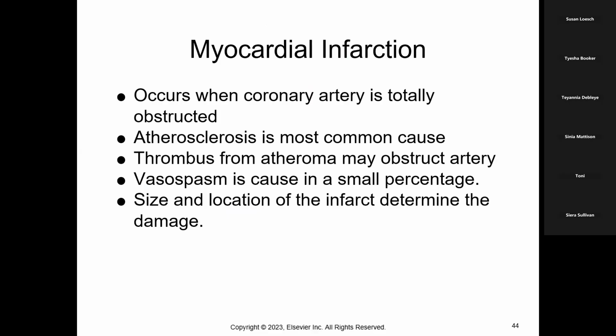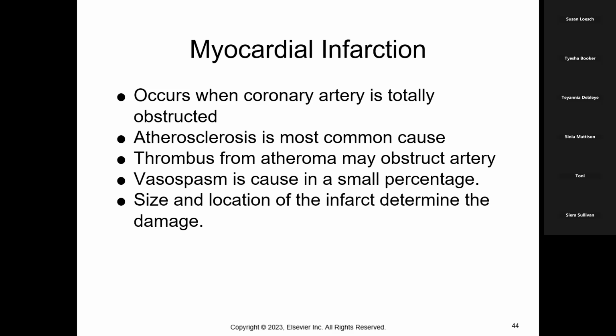MI, this you can see on the EKG. Usually with this, the artery is totally obstructed. As I said, with the angina, it's usually partially obstructed, but with MI, totally. Atherosclerosis, the most common cause. These are things I would know. Usually the atheroma obstructs it. Test questions, those three. It can be caused by a vasospasm, but not that often.